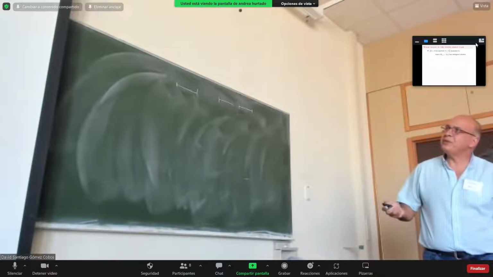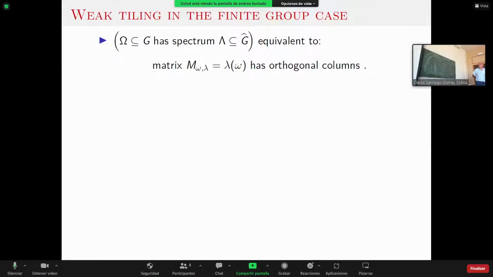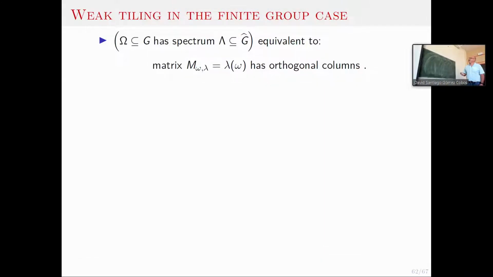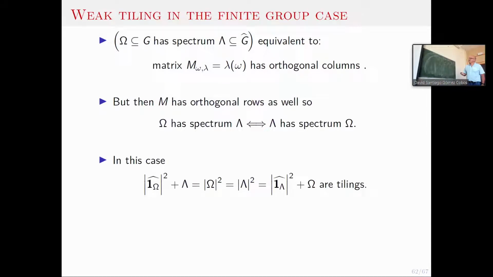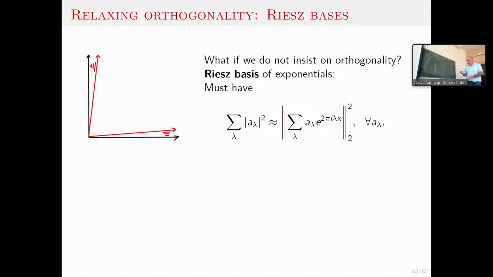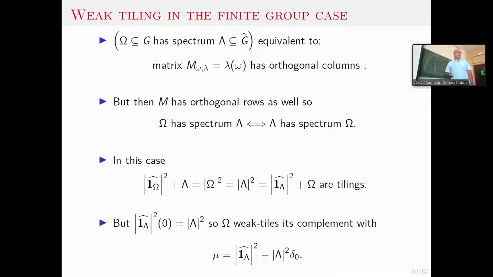Now, there is more here. This is about justifying weak tiling in the finite group case. Why does it work? But I think it's a little too much for an hour. This has to do with L-spaces, which I certainly don't have any time to go into. So I think I will stop here.